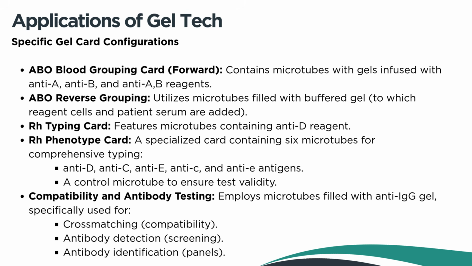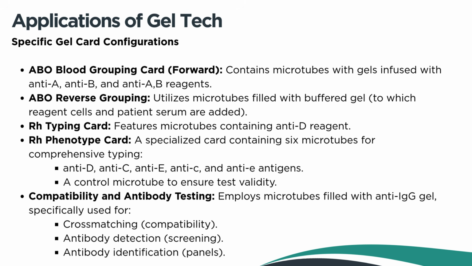And then, this slide covers four configurations of gel cards used in blood banking. So, specific gel card configurations. We have the ABO blood grouping card for forward grouping, with microtubes containing anti-A, anti-B, and anti-AB reagents for efficient blood type determination. You can also have the ABO reverse grouping card, which uses buffer gel microtubes to interact with reagent cells and patient's serum to cross verify blood types.